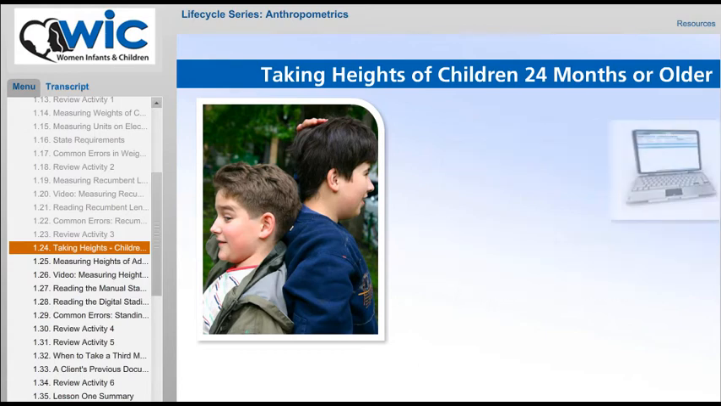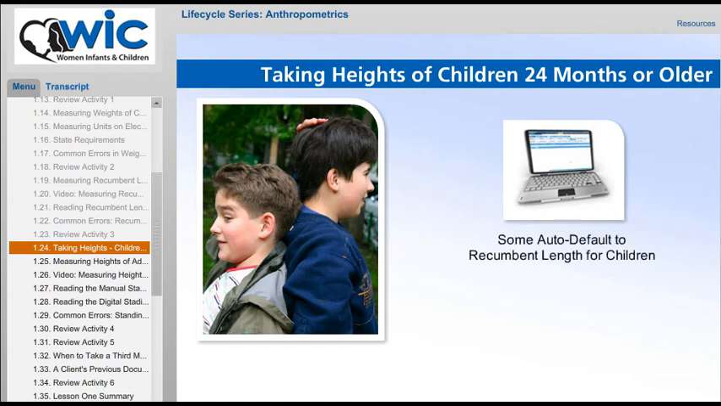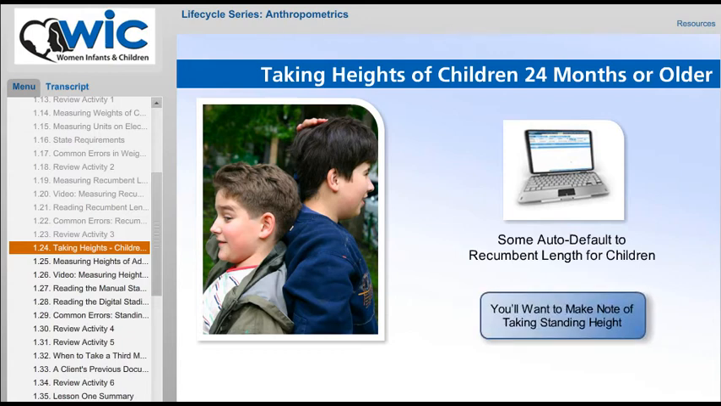Oh, one more thing. Some computer systems auto-default to recumbent length for children 36 months and younger. This means you'll want to make note of taking standing height in the lab, so when you or someone else enters it into the computer, the system will be able to calculate the body mass index for you.